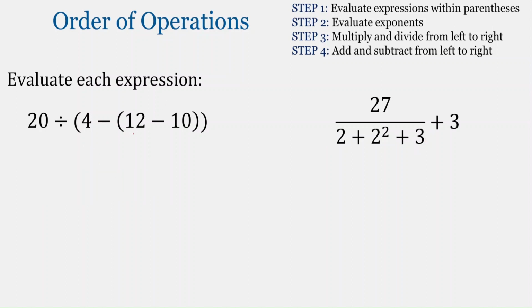Okay, so let's evaluate this problem. So we have a parentheses here, and we'll do everything inside this first. Well, inside this parentheses, we have a second parentheses. So we're going to do that first. So we have 20 divided by 4 minus, and then 12 minus 10 is 2.